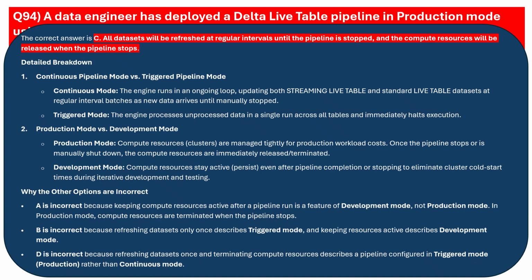Why are the other options incorrect? A is incorrect because keeping compute resources active after a pipeline run is a feature of development mode, not production mode. In production mode, compute resources are terminated when the pipeline stops. B is incorrect because refreshing datasets only once describes triggered mode, and keeping resources active describes development mode. D is incorrect because refreshing datasets once and terminating compute resources describes a pipeline configured in triggered production mode rather than continuous mode.